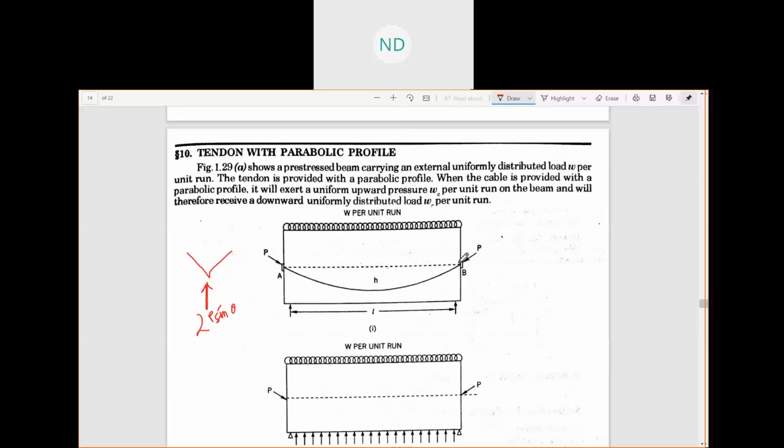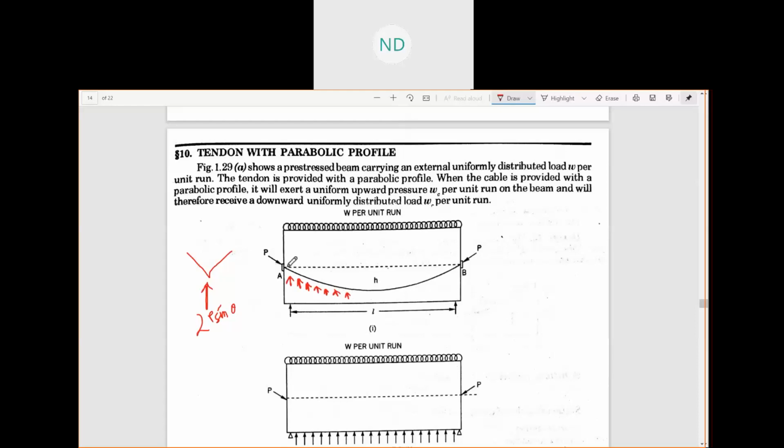Okay, but since this is a parabolic profile, what will happen here? When the cable is provided with the parabolic profile, it will exert a uniform upward pressure, which we can say to be WC per unit run. So this parabolic profile, throughout the beam and throughout its profile, is going to provide an upward force in this way per unit run.